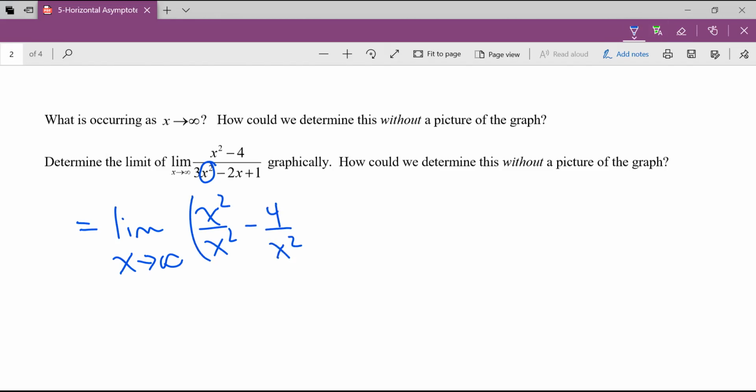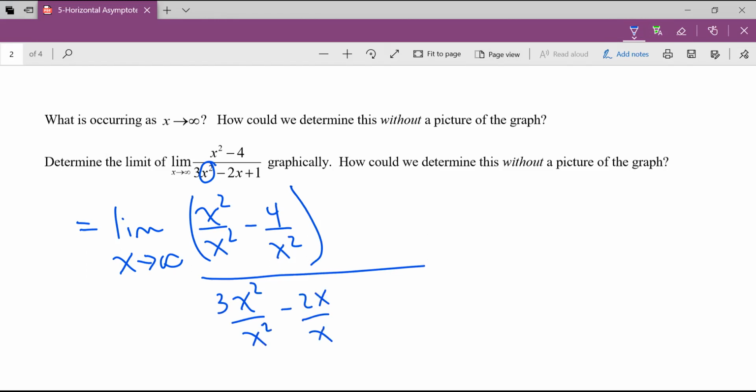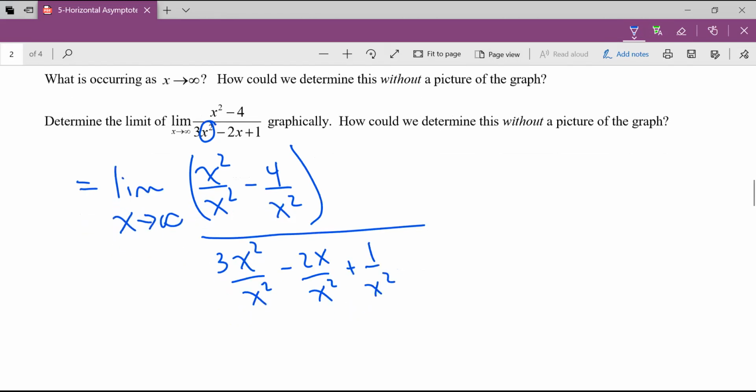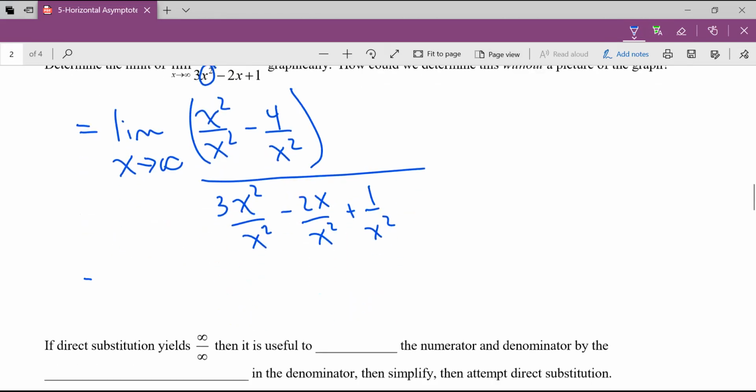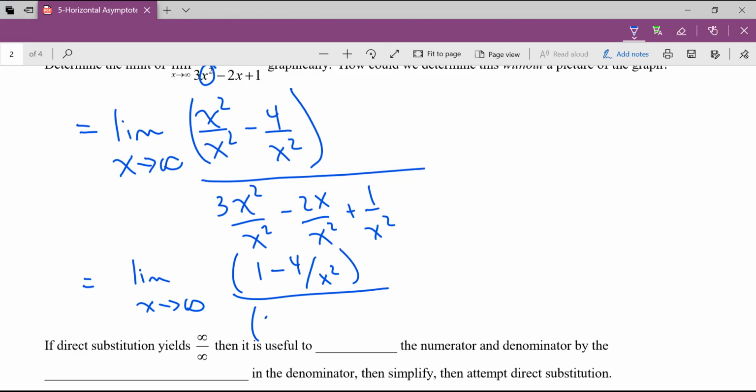Okay, so there's my numerator all over. I do the same thing here, all of my terms by X squared. Okay, and I'm hoping you're saying, oh yeah, I remember doing that. Okay, and now let's simplify that. What do we get? The limit as X goes to infinity. Well, now in our numerator, we've got 1 minus 4 over X squared, all divided by 3 minus 2 over X plus 1 over X squared.